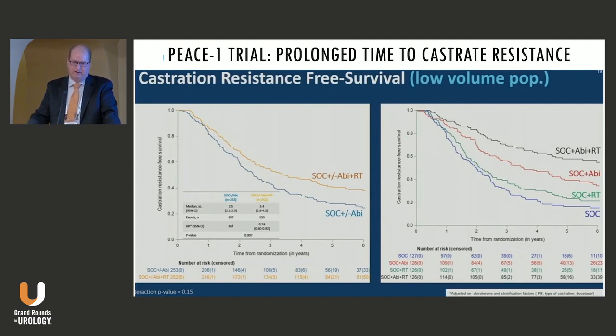And then if you broke it out by the degree of treatments there on the right, you can see a stepwise improvement, that the time to castrate resistance is prolonged as you intensify treatments.